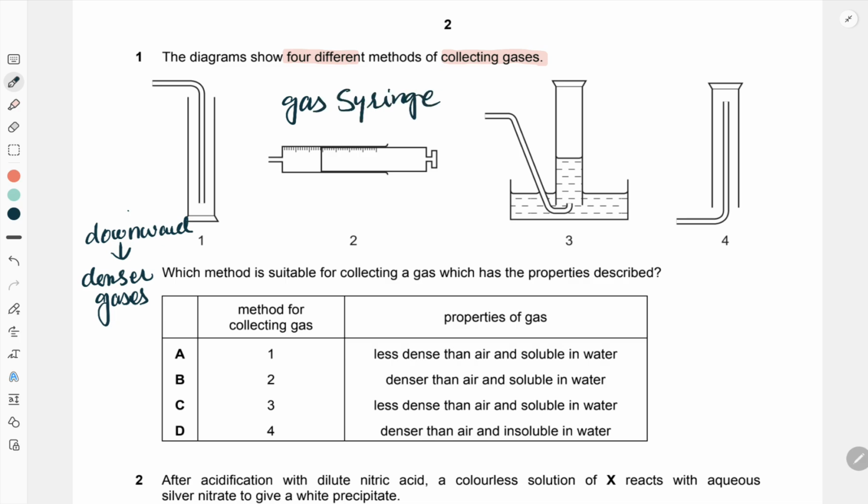which can be used to collect gases whether they are denser or lighter, soluble or insoluble in water. So this is just to collect any gas. This method 3 is called displacement by water, displacement method, and this method is used to collect those gases which are insoluble in water, so insoluble in water and less dense than air.